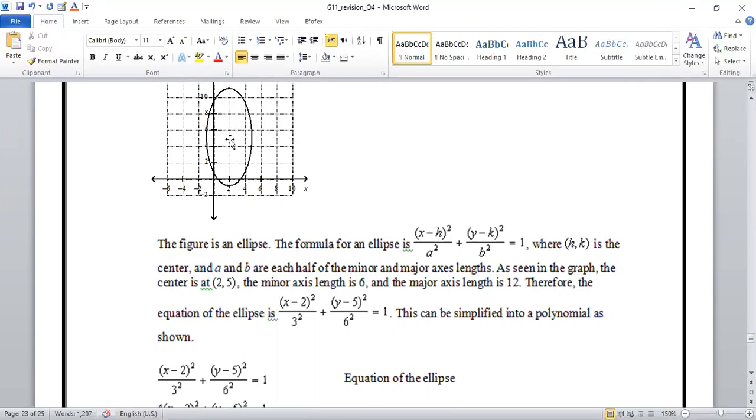The minor axis length is 6. The distance from here to here equals 6. The major axis length, the distance from here to here, equals 12, as shown in the figure. So the equation of the ellipse is (x minus 2) squared over 3 squared plus (y minus 5) squared over 6 squared equals 1.